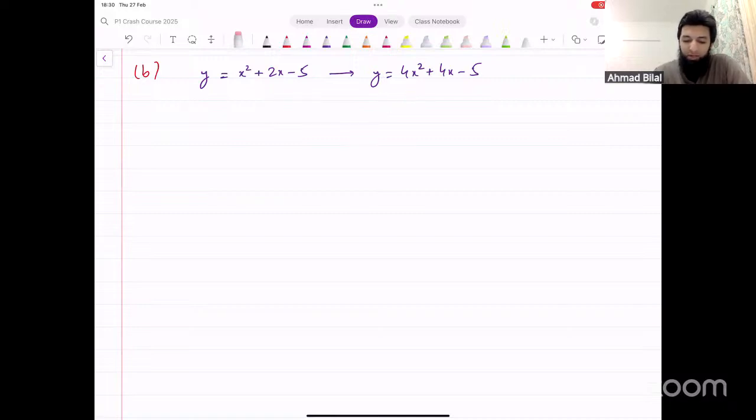Now let's think about it. This is minus 5 in the original function. In the transformed function as well, this is minus 5. Minus 5 is not changing. It is what it was before. That's not changing at all. That means whatever transformation is being applied, that is not applying to the whole function.